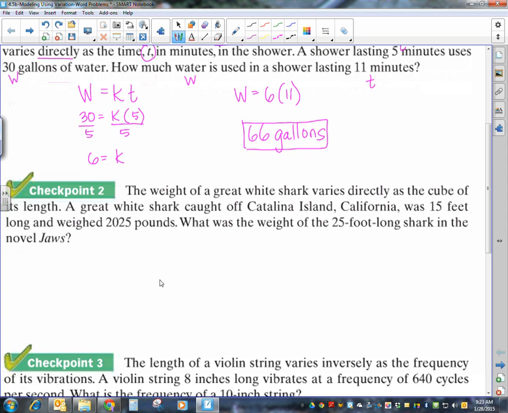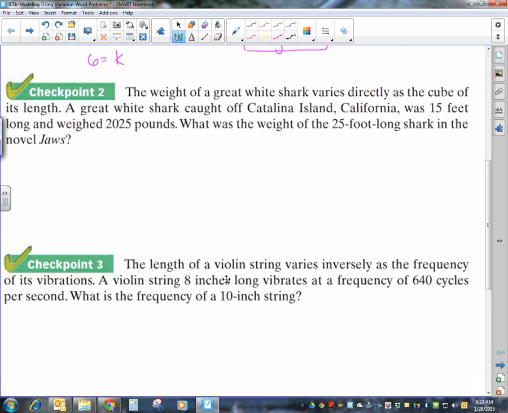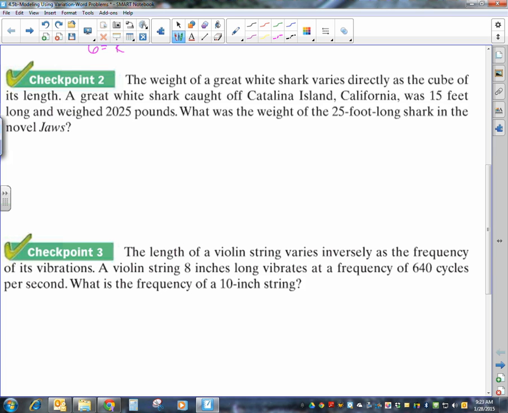Okay. Checkpoint number 2. The weight of a great white shark varies directly. Okay, so there's my varies directly, which means it's going to be on top, as the cube of its length. So I'm going to use W for weight, and I'm going to use L for length. So the weight varies directly as the length, but it's actually the cube of the length. So remember, that means that it's raised to the third power. So W equals KL cubed.